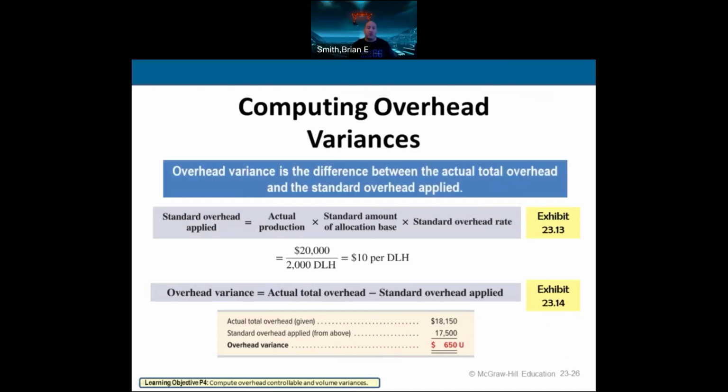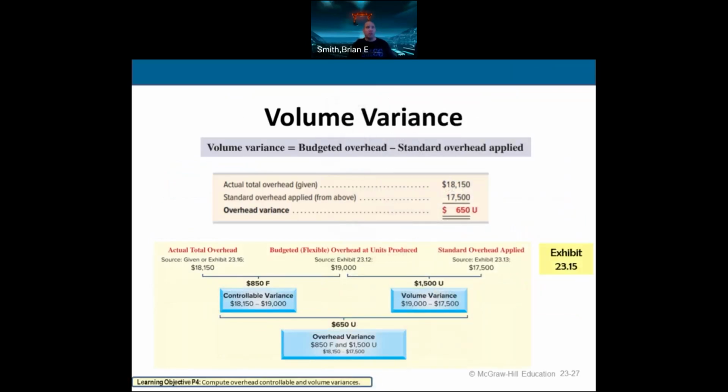Oh, and I forgot to say that $20,000 divided by the 2,000 direct labor hours is our $10 per direct labor hour standard price. When we take that and multiply it by our standard direct labor hours, that's how we're getting our applied overhead, standard overhead applied. So here we go, it's explained a little better here.